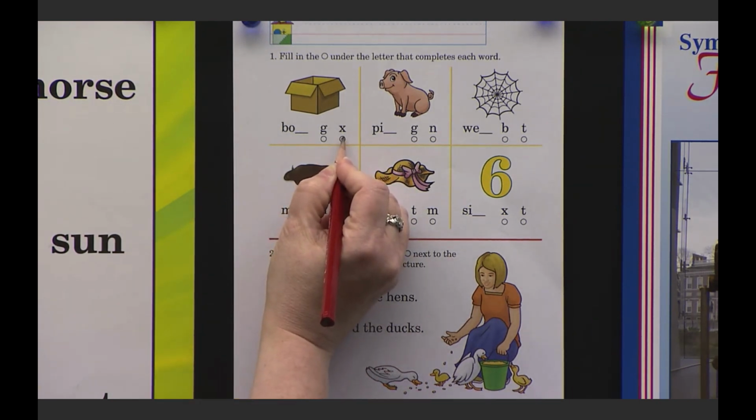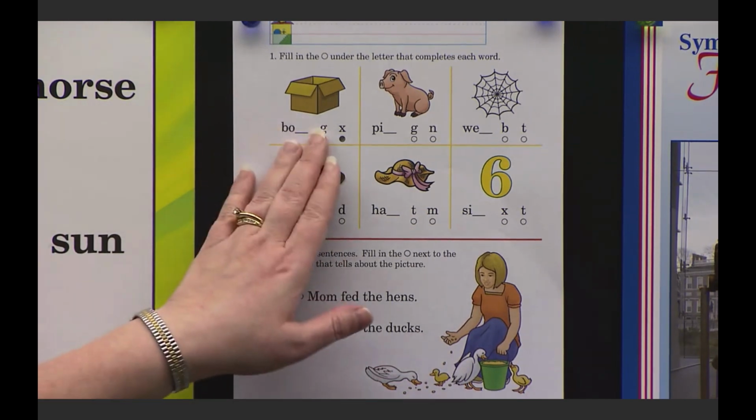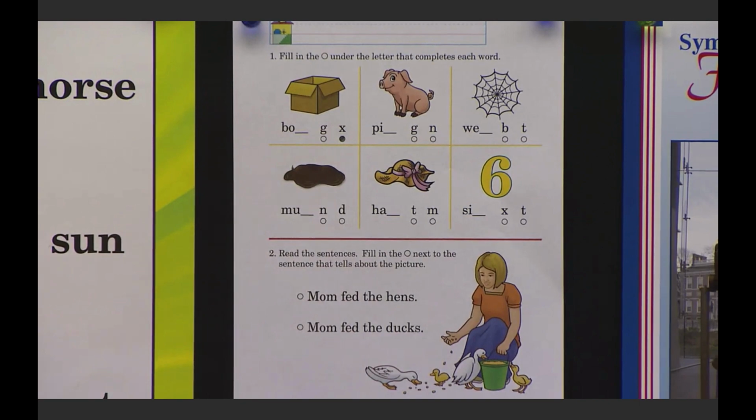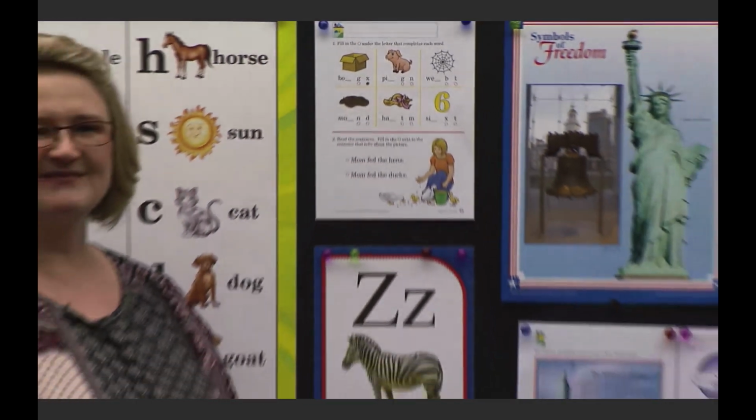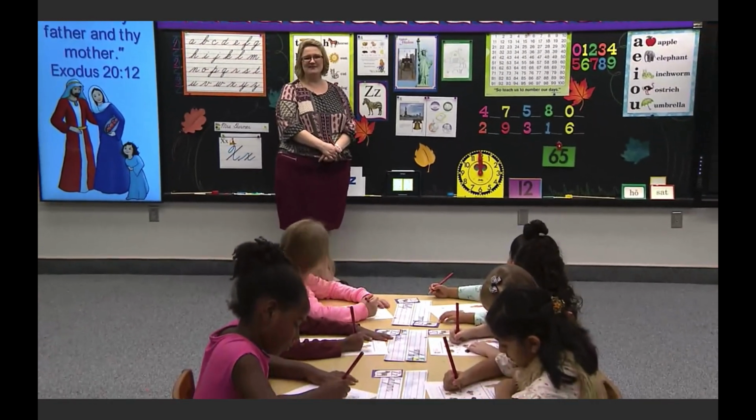Look at Mrs. Turner. Do you see how neatly I filled in that bubble? I didn't scribble on it. I didn't draw extra on it. I was very careful. So that word is box. Go to the next one and do it on your own. When you're finished, pencil, rest, and smile at me.